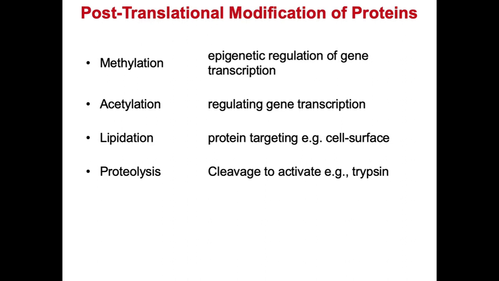Many proteins are also proteolytically processed, so this can be to activate them. So an example here is trypsin. Trypsin is an enzyme which your body uses to digest your food, but this is produced in the pancreas as trypsinogen, so this is an inactive form. But once it reaches the place where it needs to be active in your small intestine, then it's proteolytically cleaved by another protease, which then releases the trypsin, which is then the active form of the enzyme.